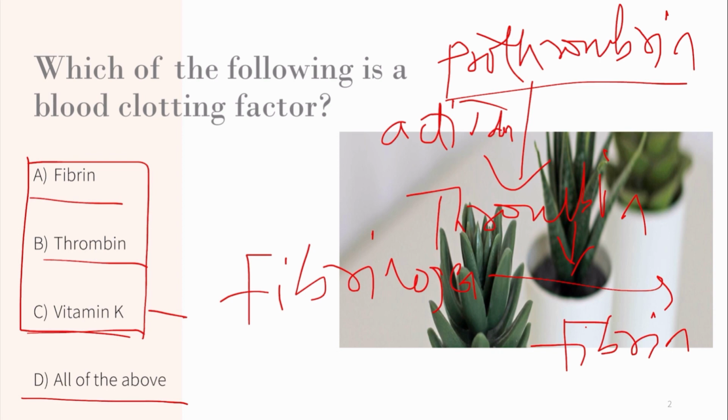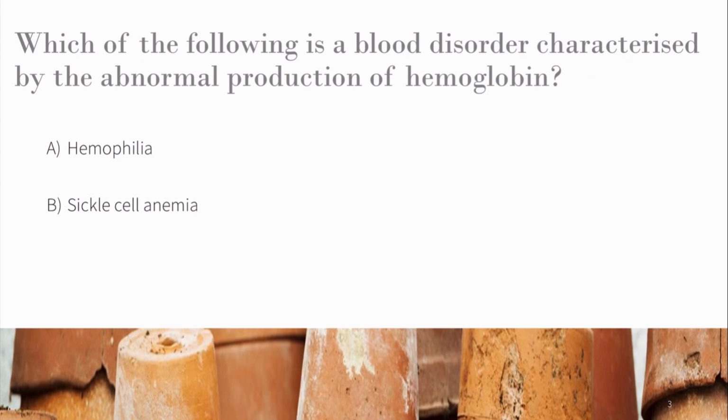Next, moving on to the next question. Which of the following is a blood disorder characterized by abnormal production of hemoglobin? The options here are hemophilia and sickle cell anemia.